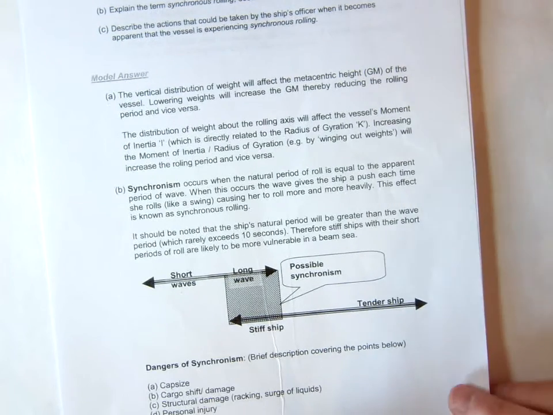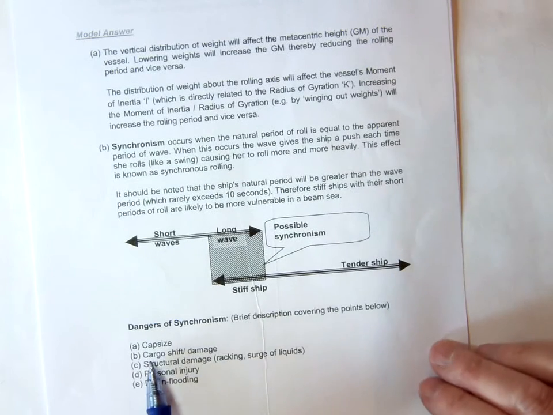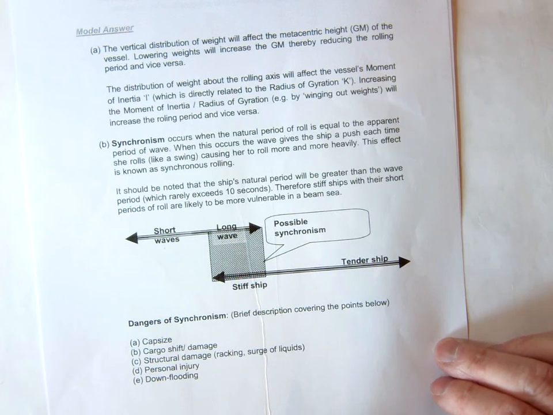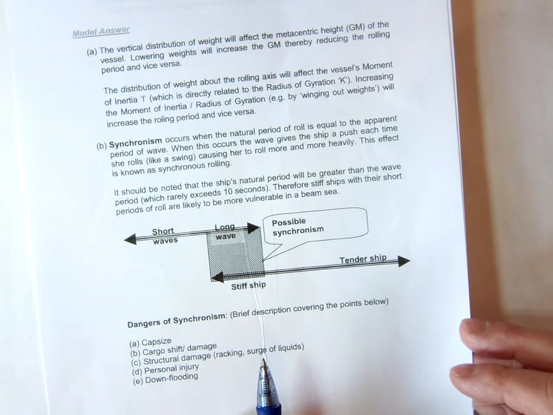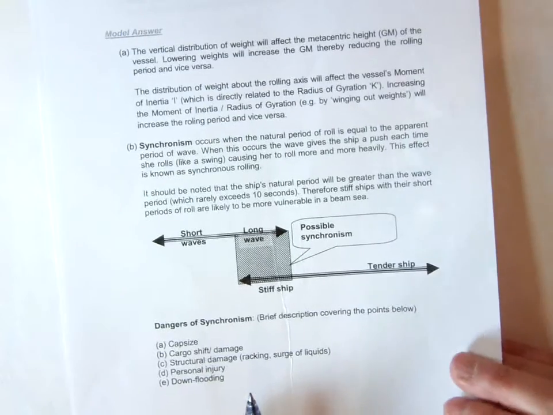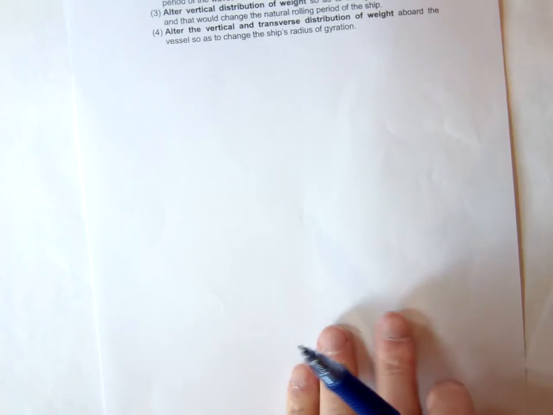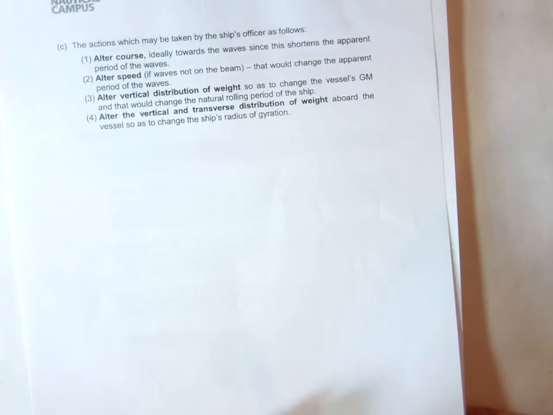The ship's natural period will usually be greater than the wave period, which rarely exceeds 10 seconds. So stiff ships with short periods of roll are likely to be more vulnerable to the beam sea, and a container ship would be one example of that. The dangers, of course: capsize, cargo shift, structural damage, personal injury, and, as she rolls further and further, possible downflooding.